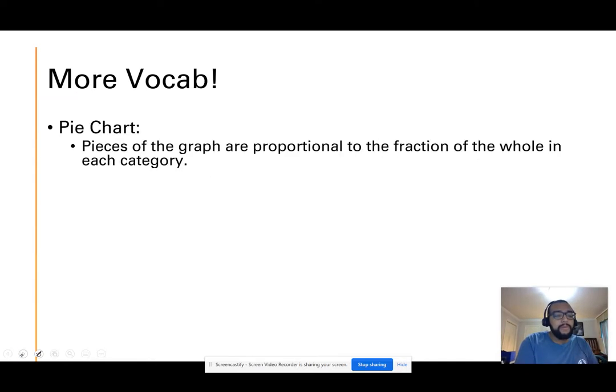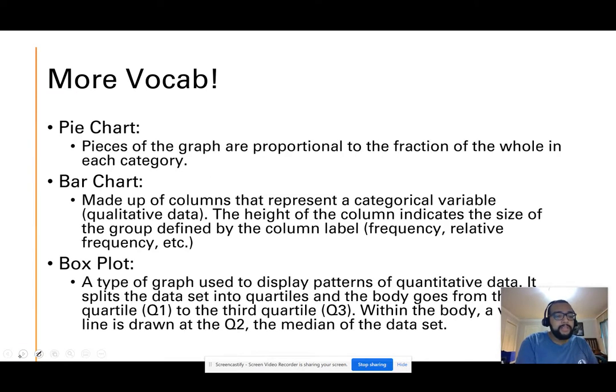So more vocab. We just learned different ways to display data. The three ways we covered this semester were pie chart, bar chart, and a box plot. Not going to read all of that. You can pause the screen if you like, or you just look back through your notes. That's where I just got all these definitions from.